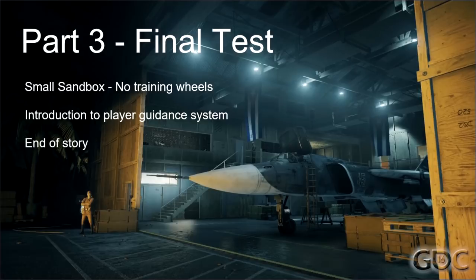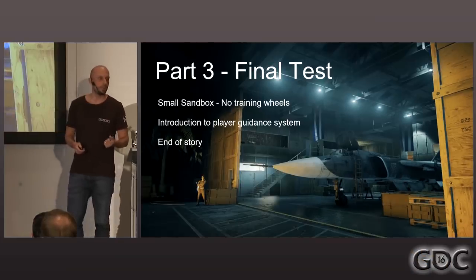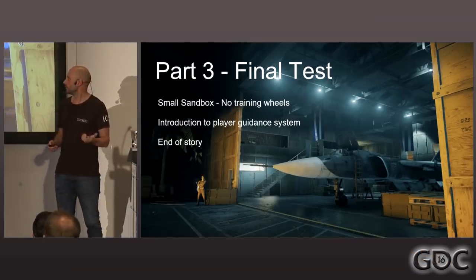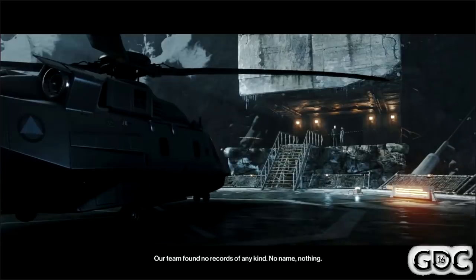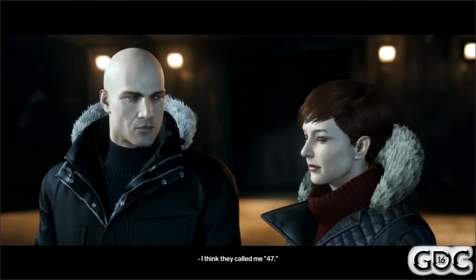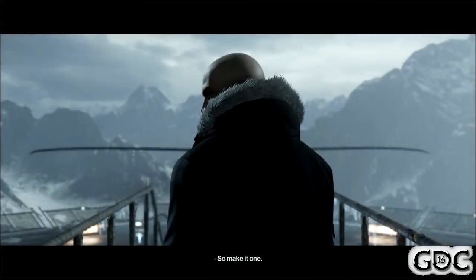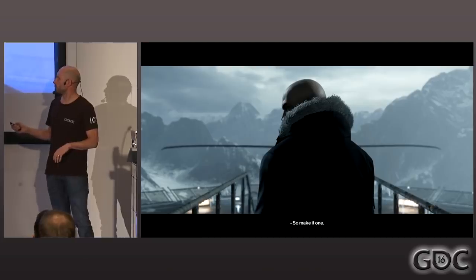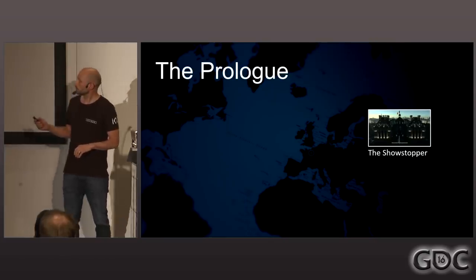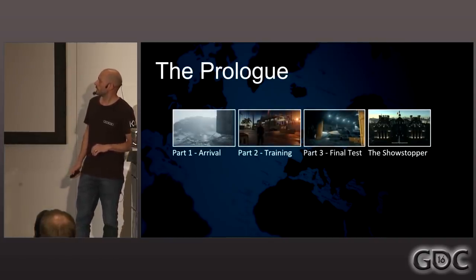And it also wraps up our story. So the whole training at the ICA, one thing we do when we start the mission is that we meet Diana, and then here when we're over, we're back at the helipad, and we talk to Diana. We give 47 his name, and eventually he leaves, and he is on his way into this Showstopper 20 years later. So now the flow looks like this.